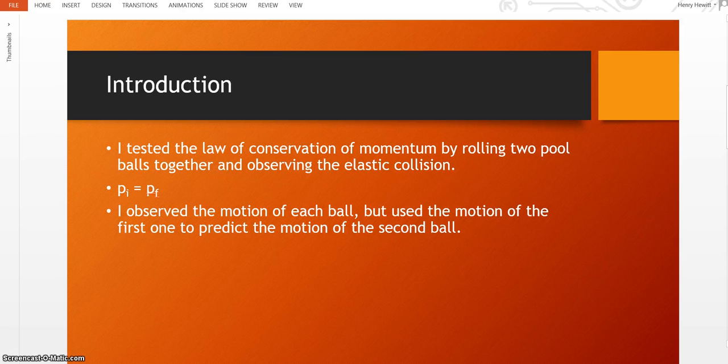I did find that the pool balls mostly obeyed the momentum principle. There was a slight discrepancy between the calculated data and the actual data. This is due to friction.